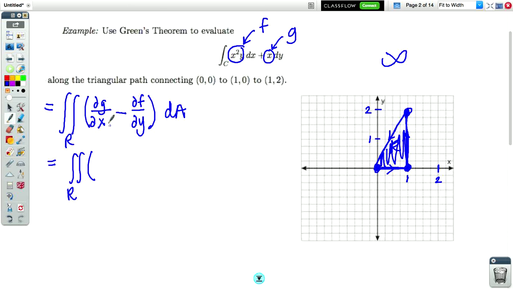Let's see, so the partial of g with respect to x is 1, and the partial of f, this first little function, with respect to y, is x squared. So here's my new double integral, and now I just have to set up limits and actually integrate this thing. Also, you'll notice by taking those partials, I made this integrand a little bit simpler, so that's nice.